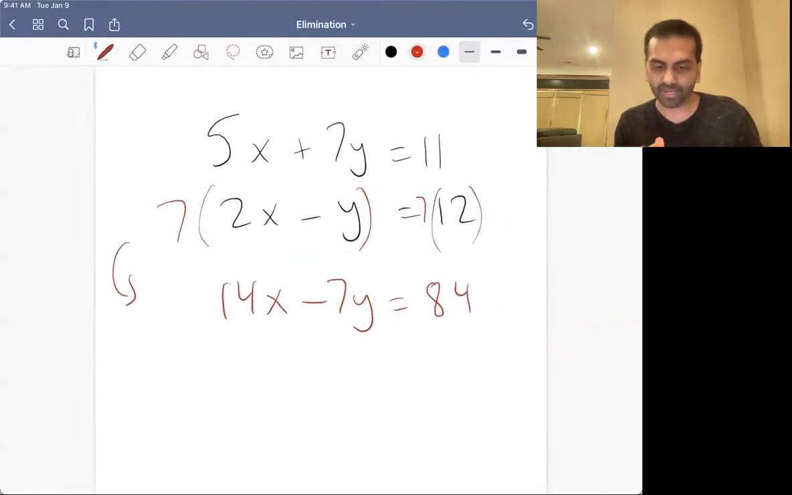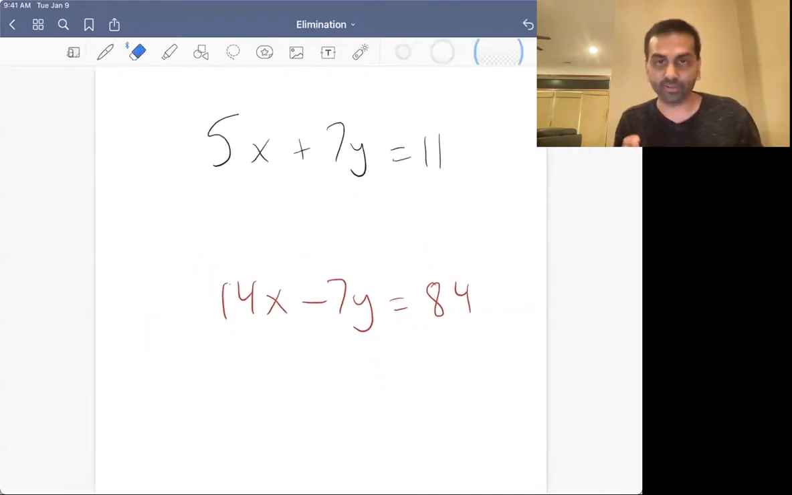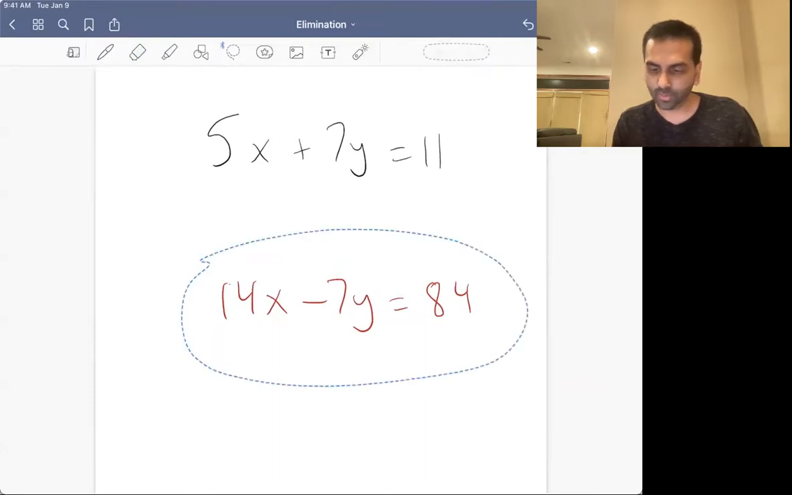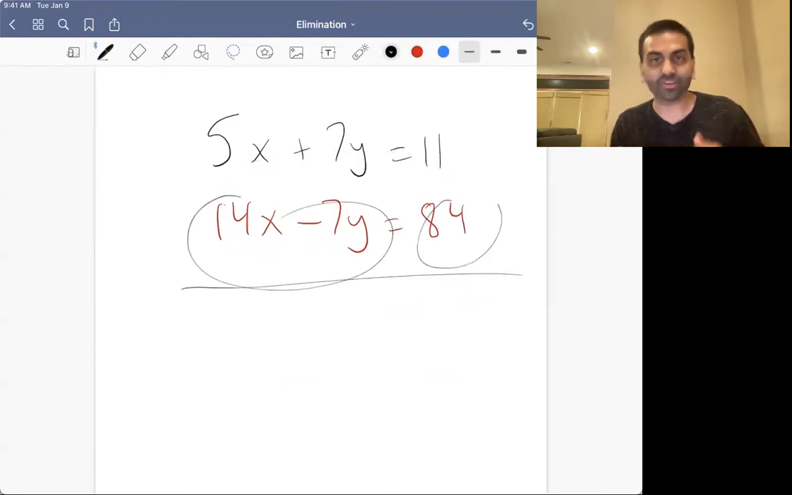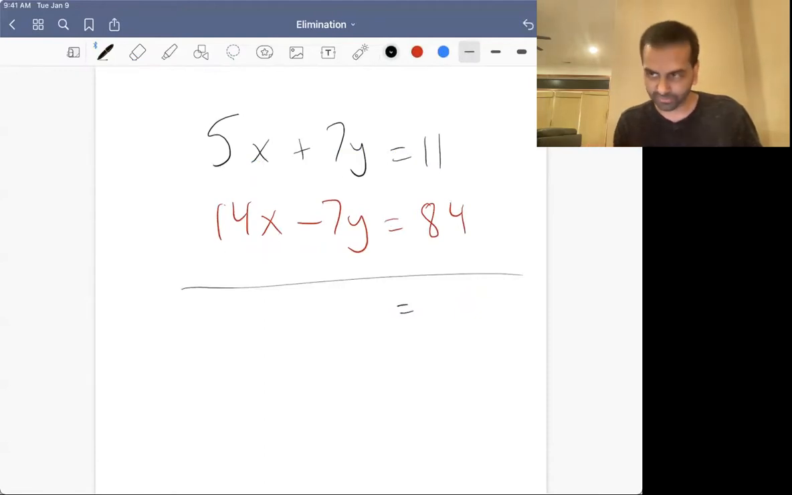So now I'm just going to erase this one just to put it out of our memory. So bam. These are the two equations that we're now working with. And all we've got to do is add the second equation to the first equation. So that's how easy it is. Again, we can just add the like terms. 5x plus 14x is 19x. What's -7y? 7y plus -7y, 0. That was by design. So the left-hand side is just 19x. And the right-hand side, 84 plus 11 is just 95.